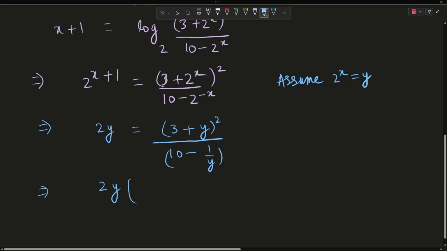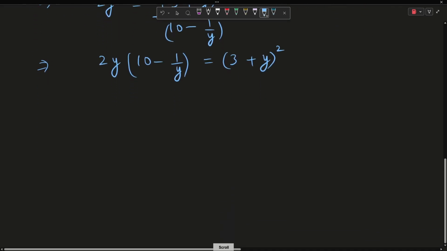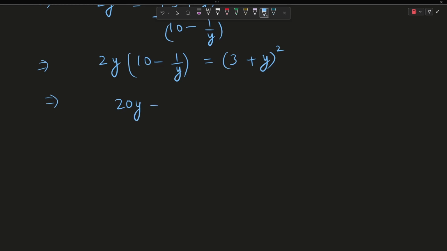Now 2y into 10 minus 1 upon y is equal to 3 plus y whole square. We will solve it. So it will become 20y minus 2 is equal to 9 plus y square plus 6y. On further solving, y square minus 14y plus 11 is equal to 0, right?